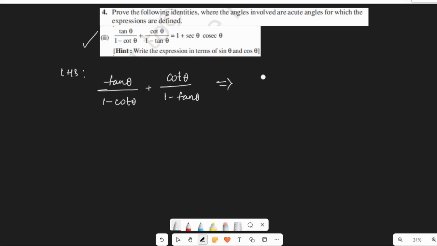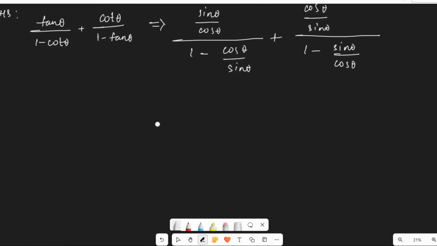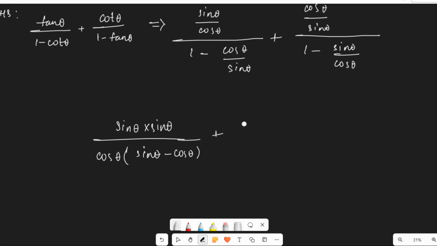And as we are asked to express everything in terms of sine and cos, this becomes (sine theta by cos theta) by (1 minus cos theta by sine theta) plus (cos theta by sine theta) by (1 minus sine theta by cos theta), which can be written as sine theta into sine theta by cos theta into (sine theta minus cos theta), and this can be written as cos theta into cos theta by sine theta into (cos theta minus sine theta).